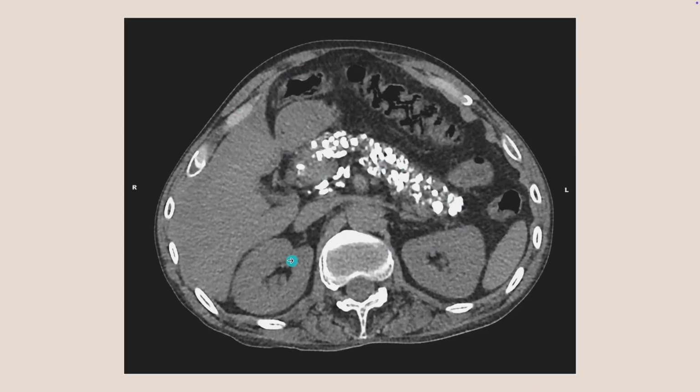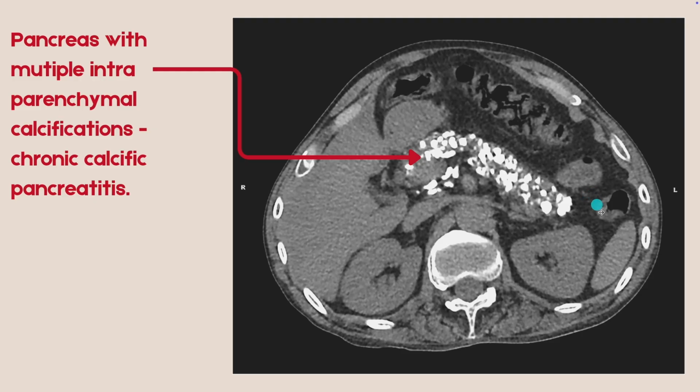Okay. So what do you think this is? Again, you've got the liver, you've got the right kidney, left kidney, got the spleen, you've got these. This is the pancreas, and you've got multiple calcifications that are seen inside. So this is chronic calcific pancreatitis.